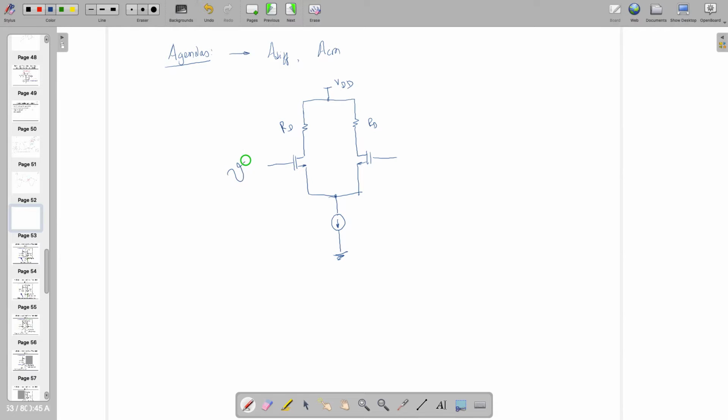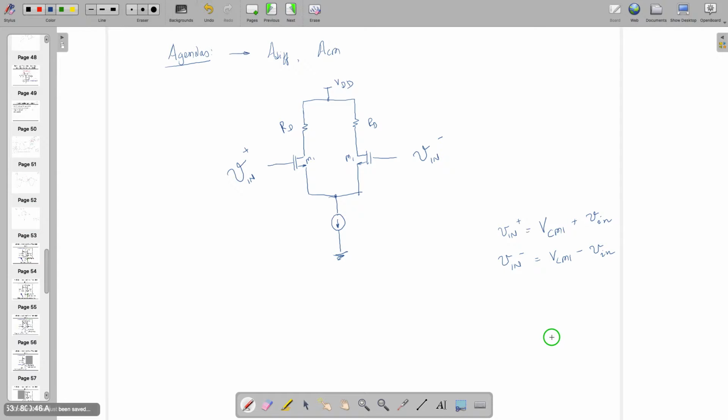Let's call them V in plus and V in minus. By the way, V in plus is nothing but VCMI plus V in, and V in minus is nothing but VCMI minus V in. So this is a 180 degree phase shifted AC signal, and these are the common mode inputs which are going to take care of these two transistors.